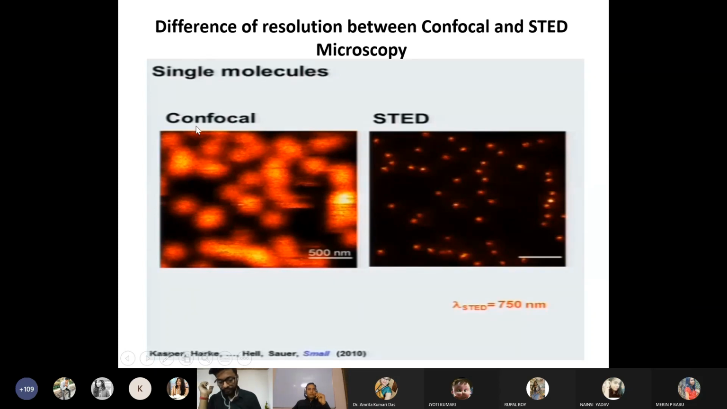Now you can see the difference between the image of confocal and STED. Okay. Look at these two molecules. When you look at confocal, these two molecules are considered as one. But here you can clearly see that these two molecules are different.